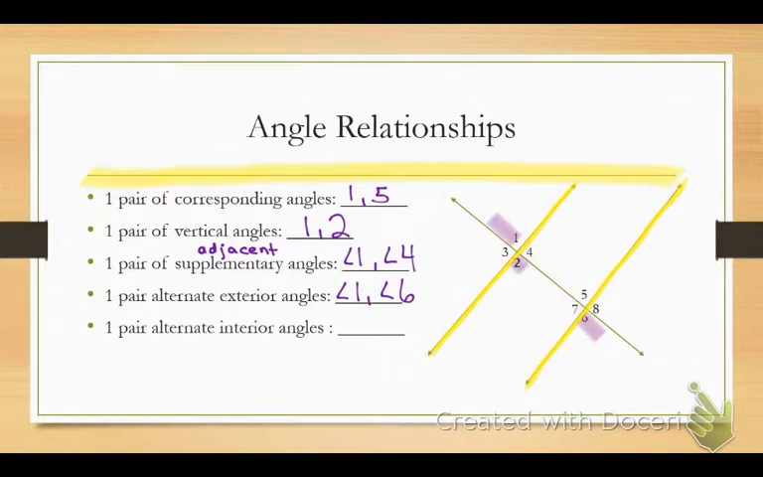So instead of 2 and 7, what do you think it would be, Josh? 2 and 5. Very good. 2 and 5.